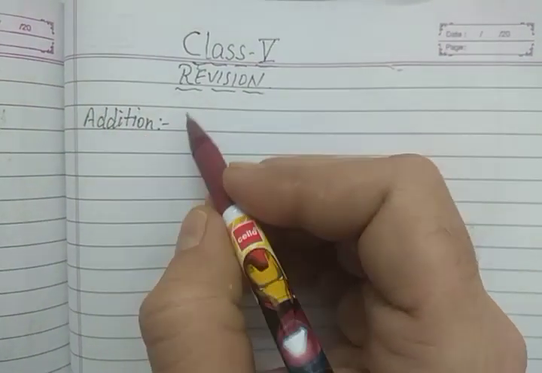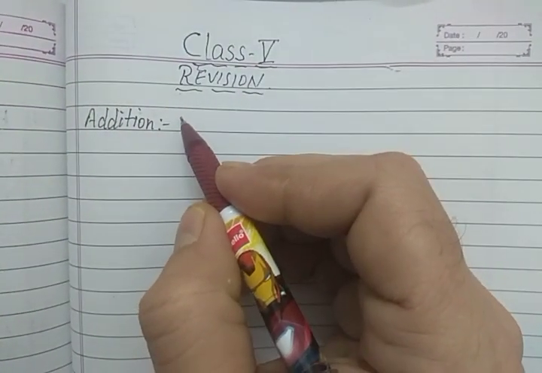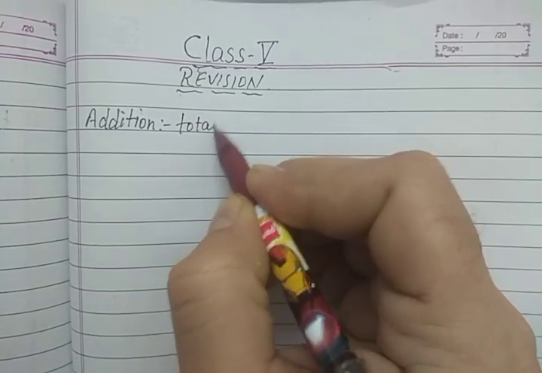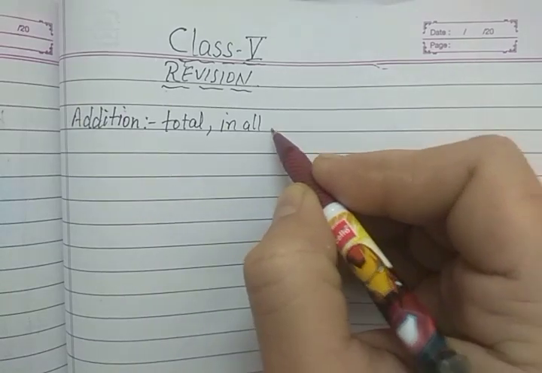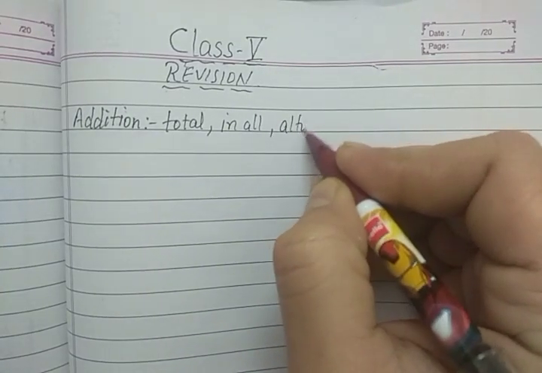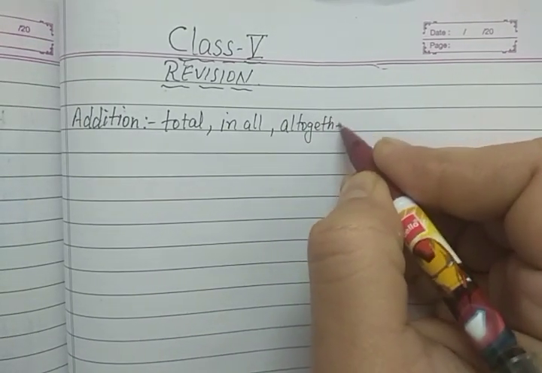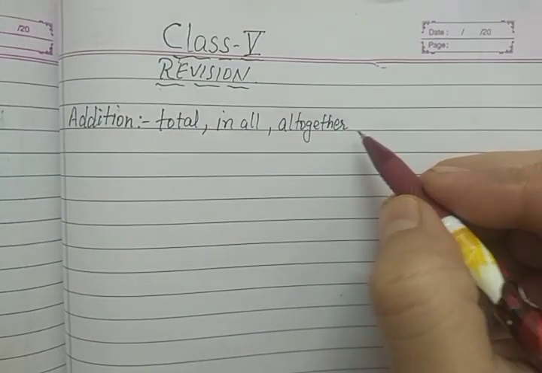For addition, there are keywords that is total, in all, altogether, that we have discussed in previous classes, and sum.